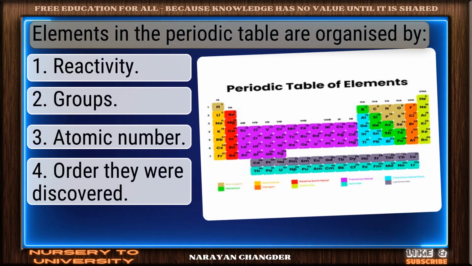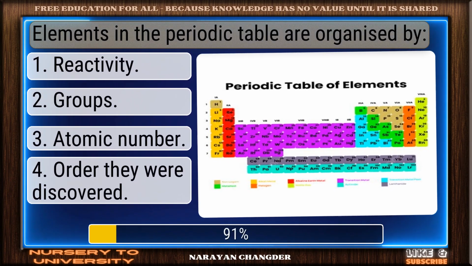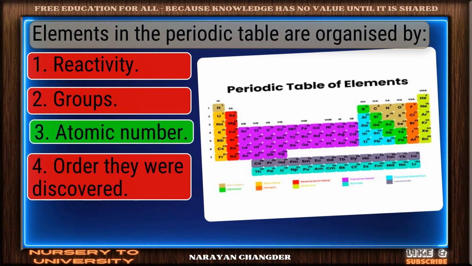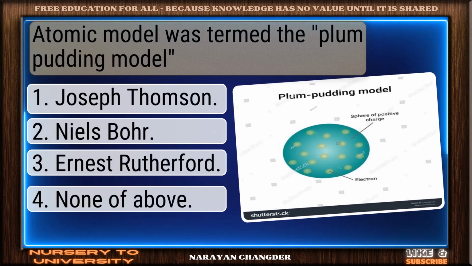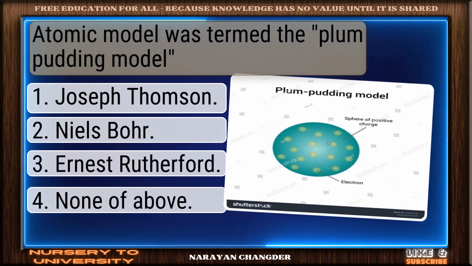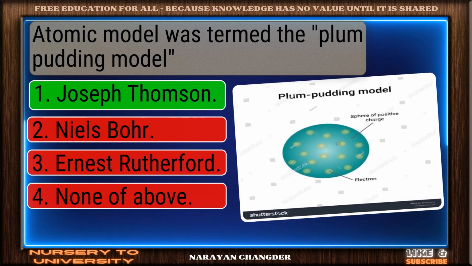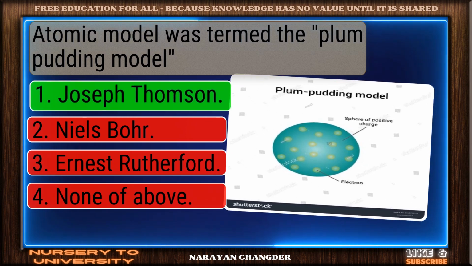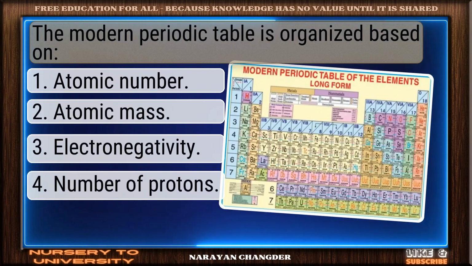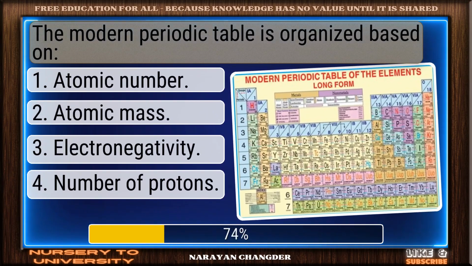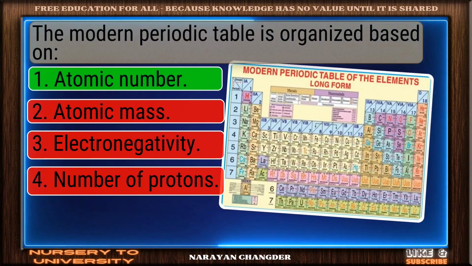Elements in the periodic table are organized by... Correct. Atomic number is the right answer. Atomic model was termed the plum pudding model. Bravo. Joseph Thomson is the answer. The modern periodic table is organized based on... Great thinking. Atomic number is the right choice.